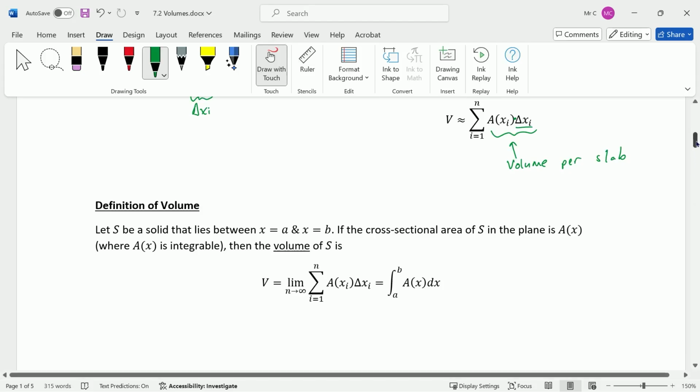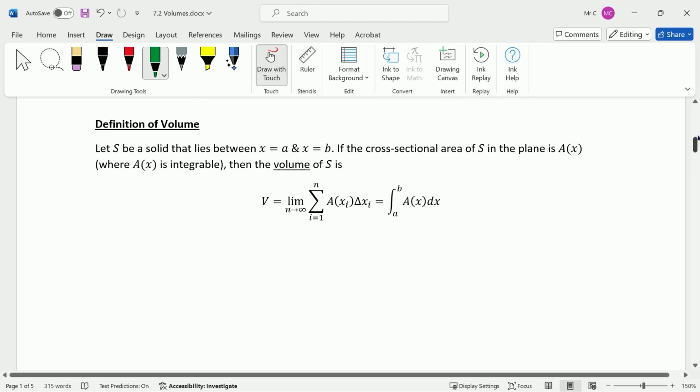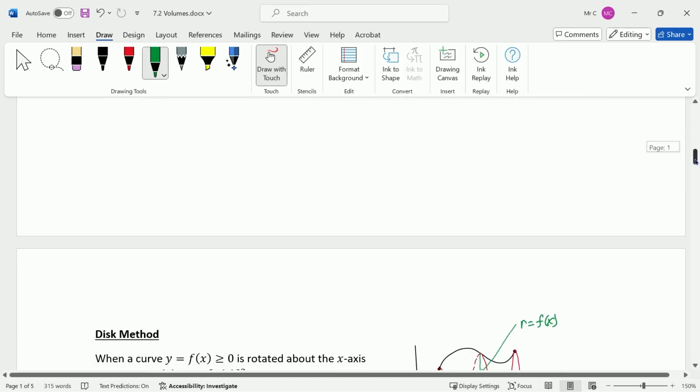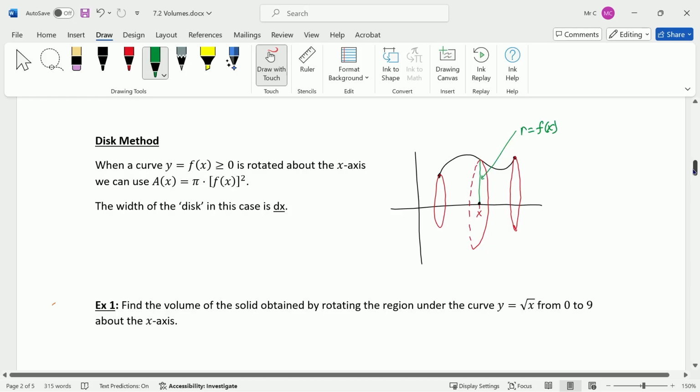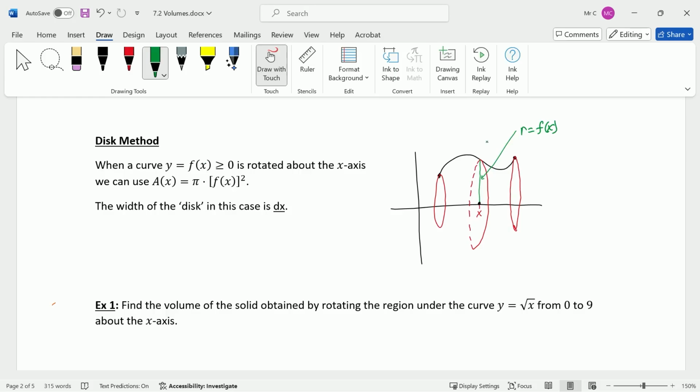Now, for most of what we're going to deal with in this section, we're going to deal with what are called solids of rotation, solids formed from rotations. So let's take a look at that. And for that, we'll be able to use what's called the disk method. So imagine you have a curve, y equals f of x. So that's the black graph here, y equals f of x.